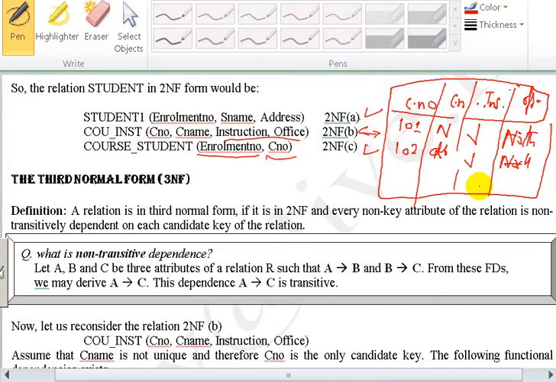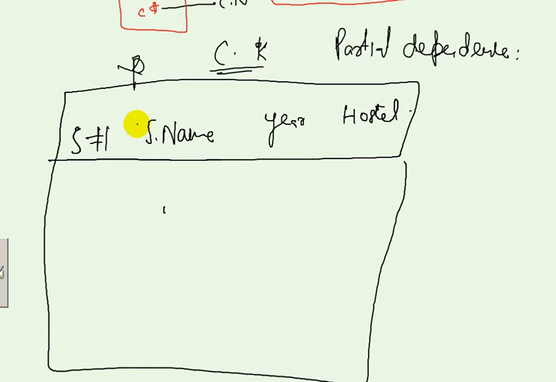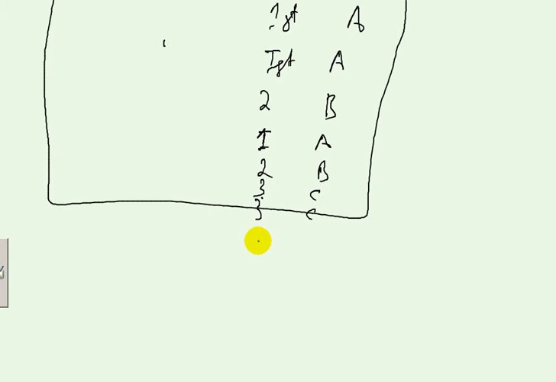Similarly, I told you about that registration for the hostel, first year, second year hostel. This is my table: student name, student number. Suppose somebody is in the first year and he has hostel A. If he's in the second year, he has hostel B. First year A, second year B, third year C, and then again the first year is A. Now if somehow the first year doesn't have hostel A, now they have hostel B, I have to change them in many places. In real time it could be a lot of times. Again the redundancy, again the same situation.